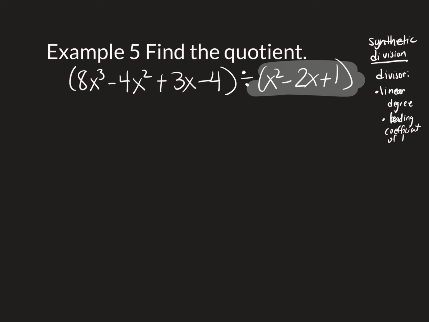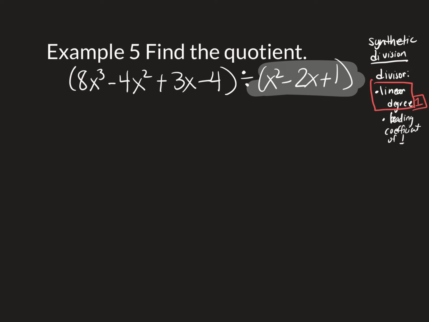As long as your divisor is linear, if your leading coefficient is any other number besides 1, you can still use synthetic division. You just have to divide every single term in the dividend and the divisor by that coefficient to make it 1. So the only way you cannot use synthetic division, period, is if your divisor is not linear and has a degree other than 1. So when I look at this particular problem, my divisor is not linear, it's quadratic. So I cannot use synthetic division for example 5.